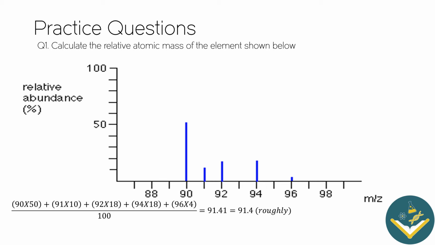It has a relative abundance of roughly 50, so we're going to do 90 times 50. And then we move on to the next peak at 91, which has an abundance of 10. So its mass to charge ratio, which is 91, multiplied by its abundance, which is 10. And we repeat this the whole way across. And lastly, we divide by 100, as we're working with relative abundance percentage as opposed to simply relative abundance. And we should have got an answer around 91.4.